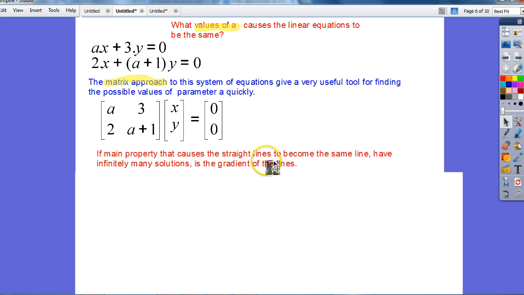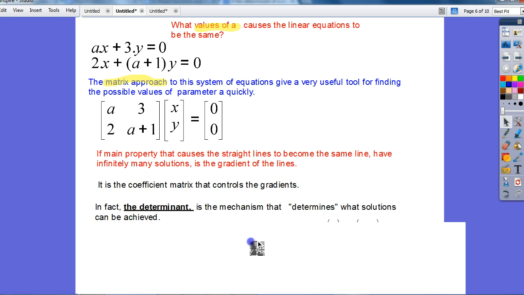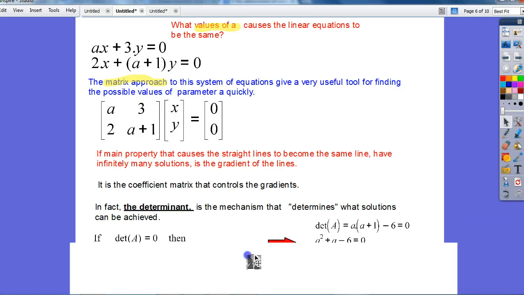The main property that causes straight lines to become the same line, to have infinitely many solutions, is the gradients of the lines. The gradients are made up of this coefficient matrix, so the coefficient matrix controls the gradients of those lines, and in fact the determinant. The determinant is the property we're after. It is the mechanism that determines what solutions can be achieved. Can we achieve one unique solution, or no solution at all, or infinitely many solutions? There are 3 options there. I'm going to discuss each of the 3. So let's have a look.